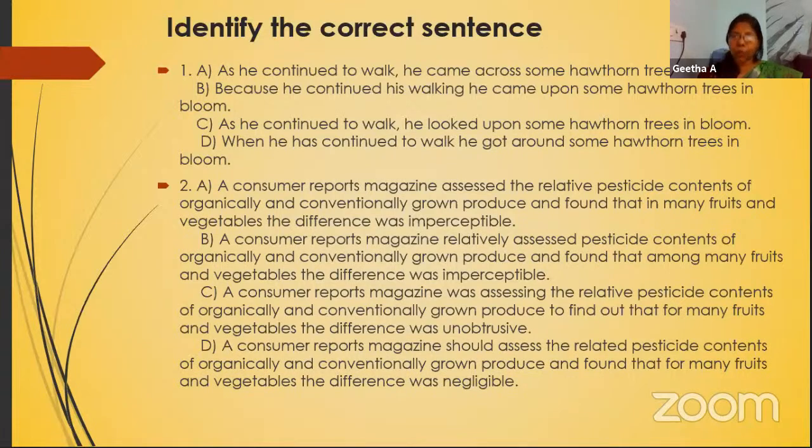As he continued to walk, he came across some hawthorn trees in bloom. Because he continued his walking, he came upon some hawthorn trees in bloom. As he continued to walk, he looked upon some hawthorn trees in bloom. And when he has continued to walk, he got around some hawthorn trees in bloom. So just go through, try to understand, and then get the answer.